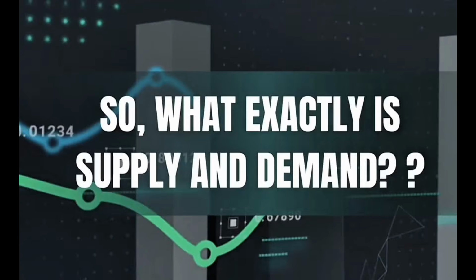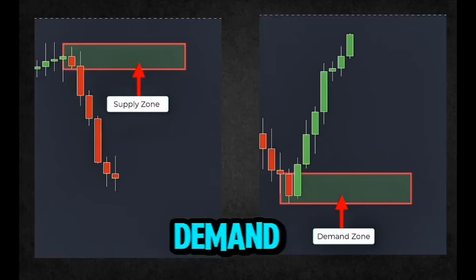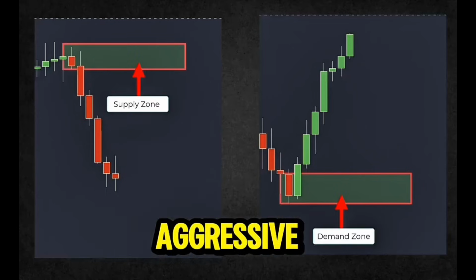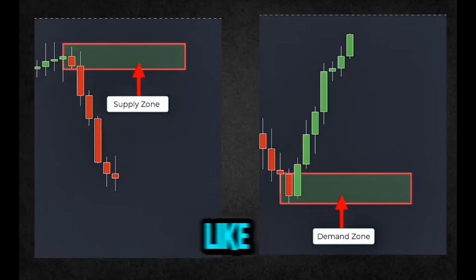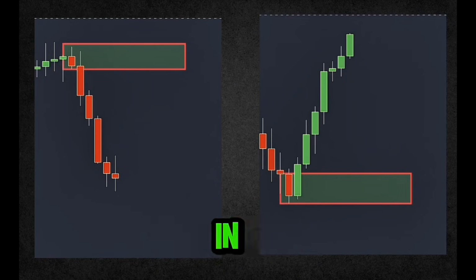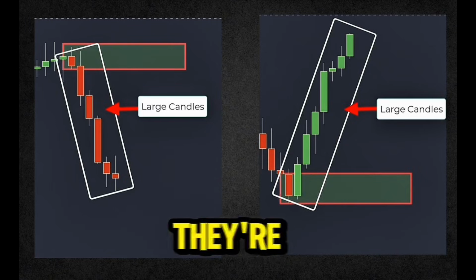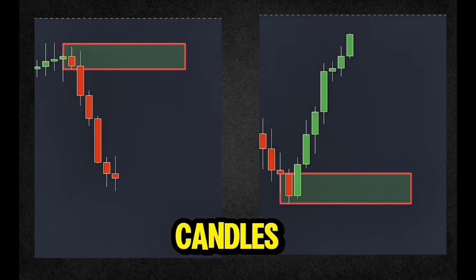So what exactly is supply and demand? At its core, supply and demand in trading refer to areas where there is aggressive buying or selling. These are the zones where big players like banks and financial institutions are stepping in, moving the market in a particular direction. When you see large momentum candles on your chart, whether they're red for selling or green for buying, it's a sign that these big players are at work. These momentum candles show us where the smart money is, and that's exactly where we want to be.